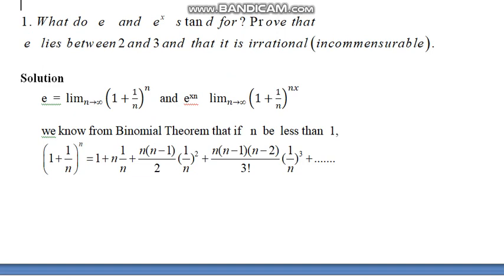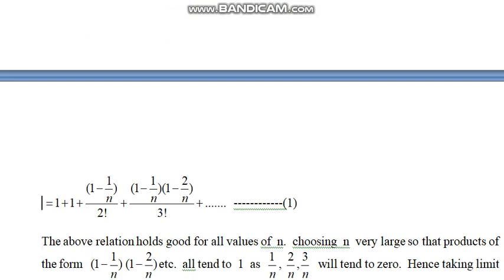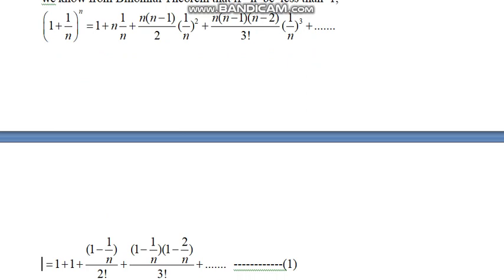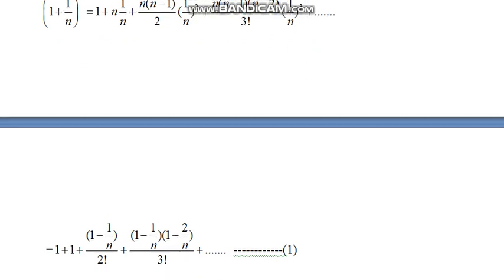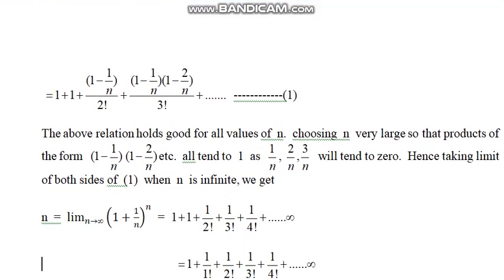So we know from the binomial theorem, for n less than 1, the expansion of (1 plus 1 by n) to the power n is this one. So now from that expansion we just simplify and remove the n and we can get this series, equation 1. The above relation holds good for all values of n. This is correct for all values of n.